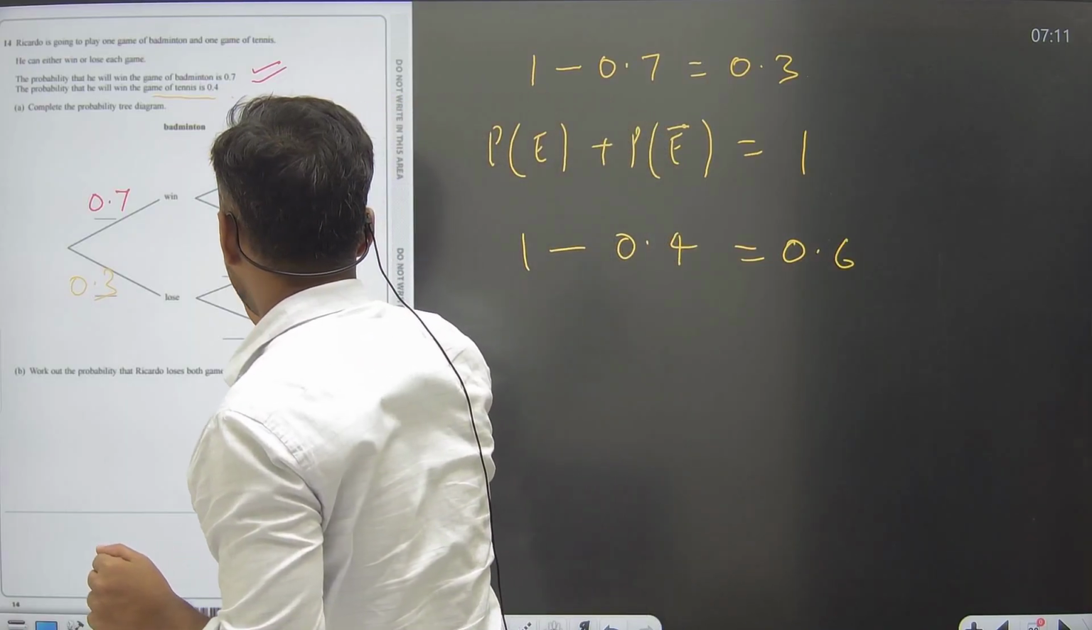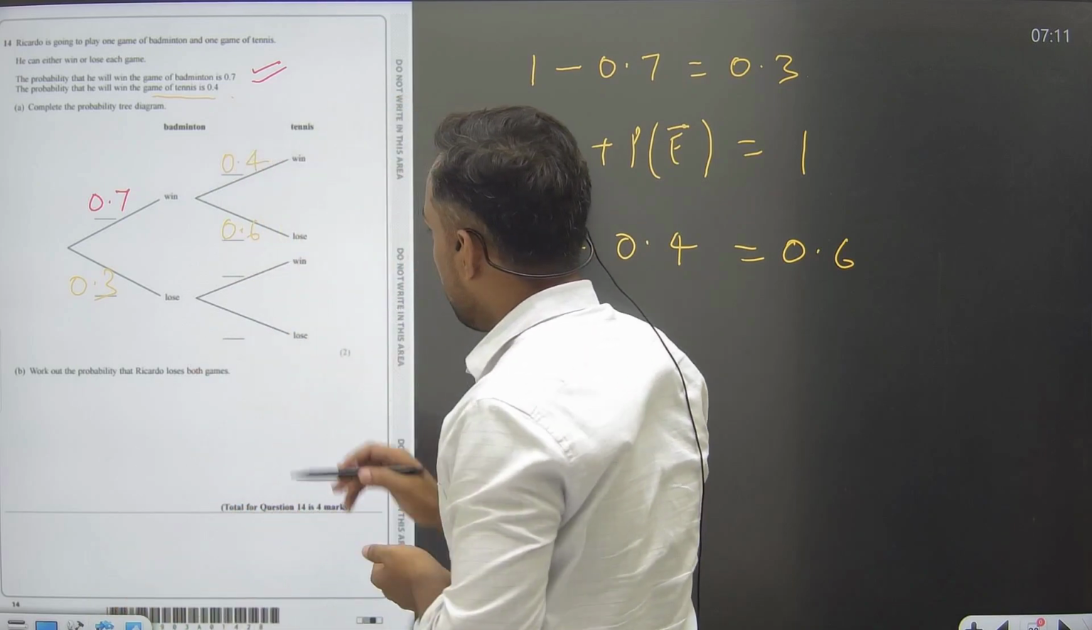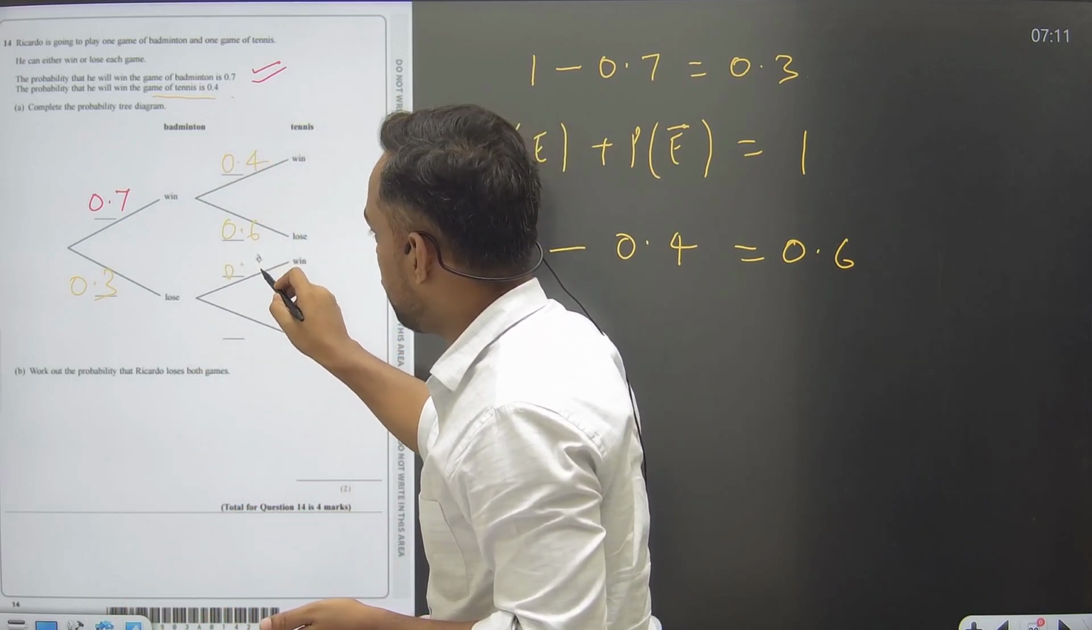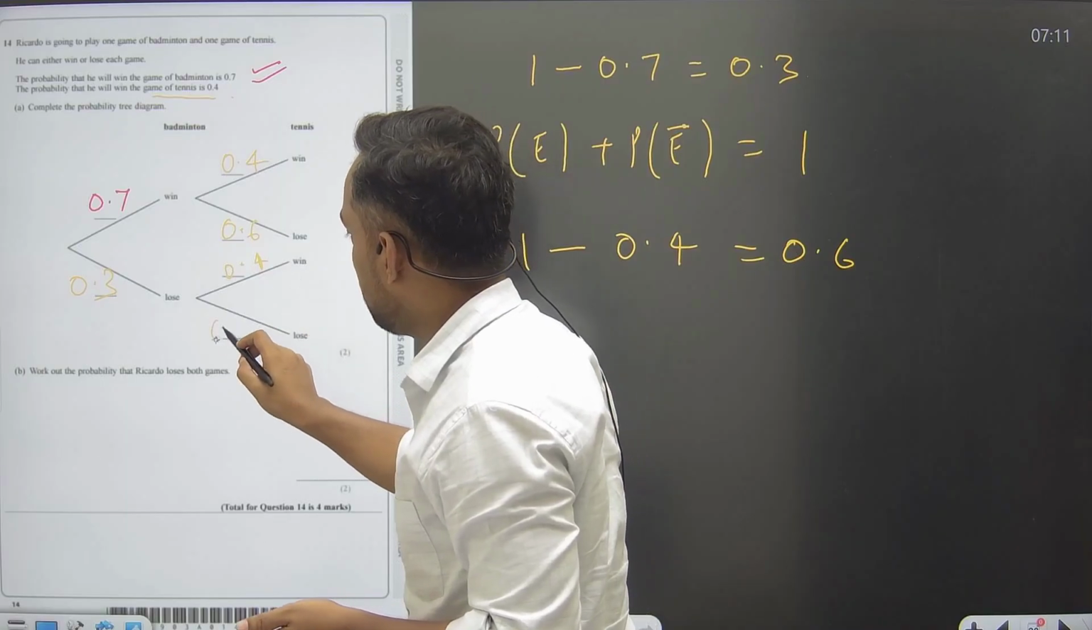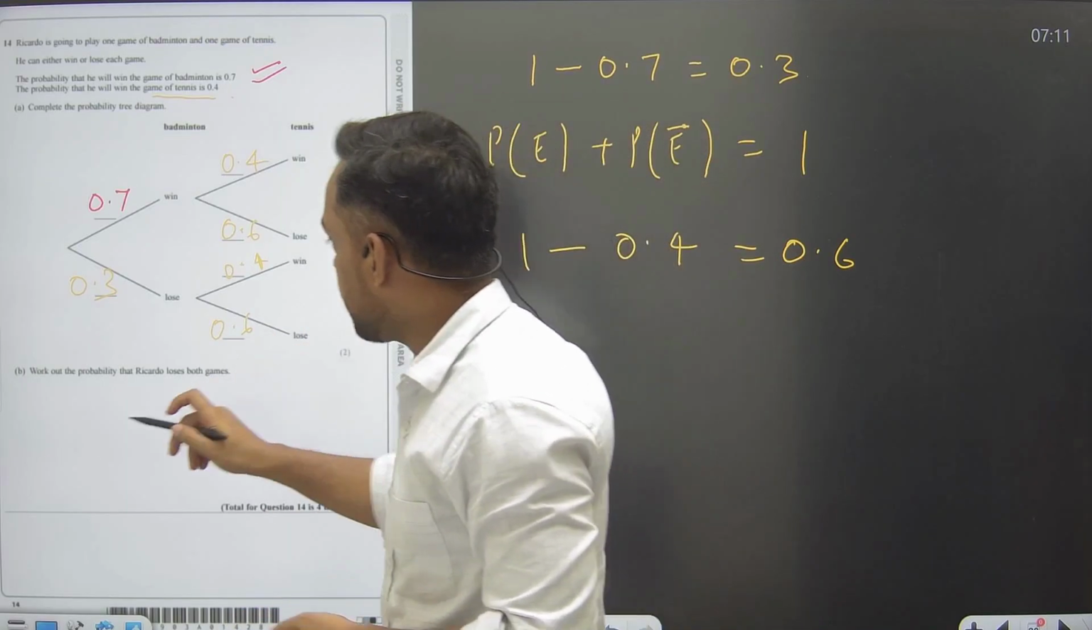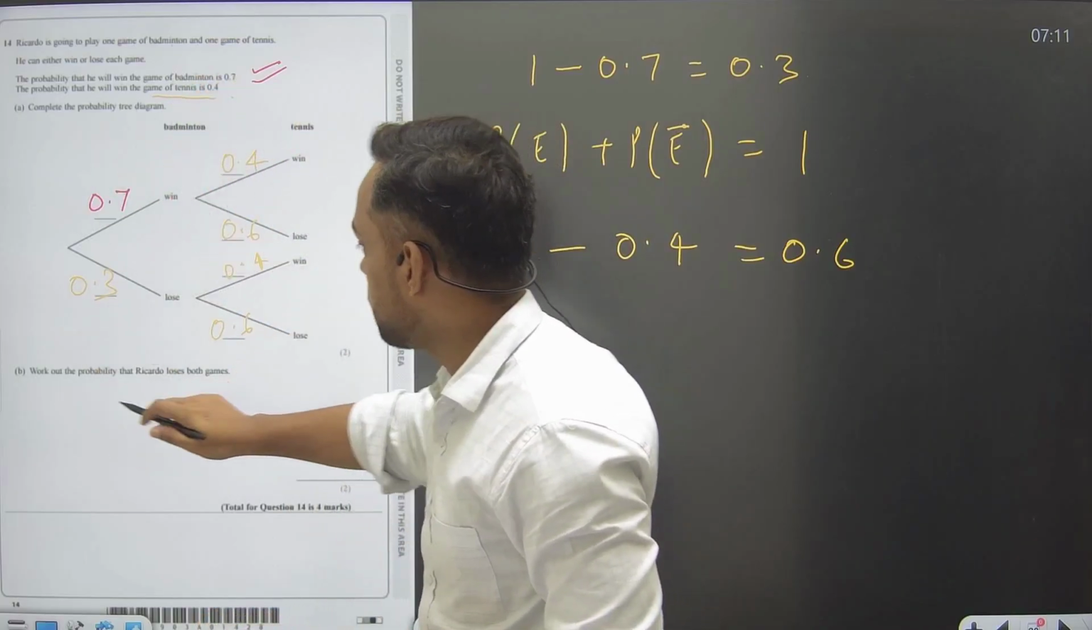Same here, you will be writing 0.6. Now the same for tennis: the probability of winning will be 0.4, and again losing the game will be 0.6. Okay, now second, we have completed this probability diagram.